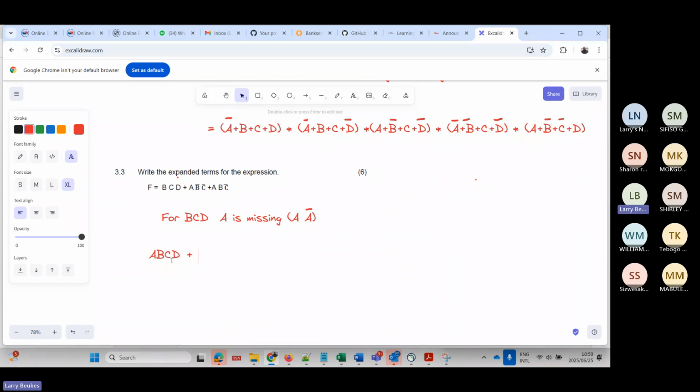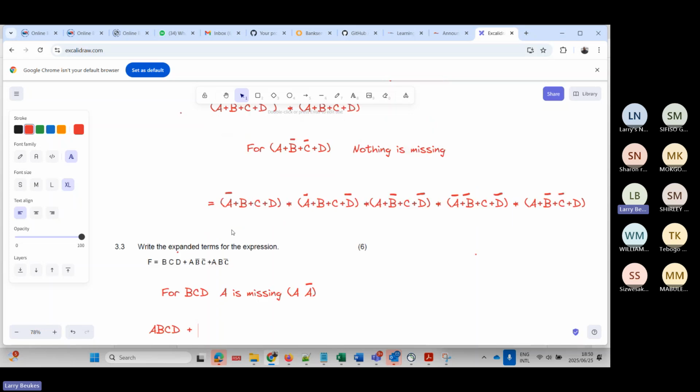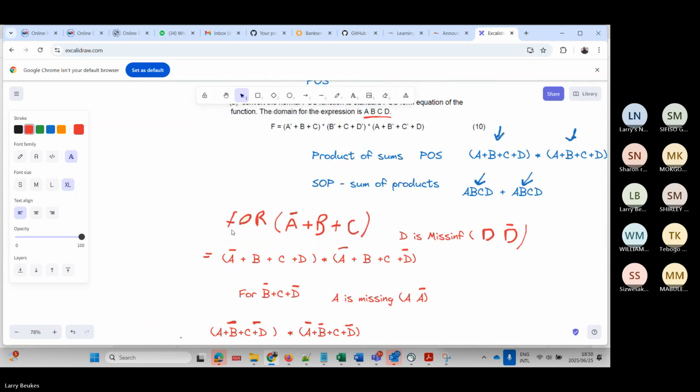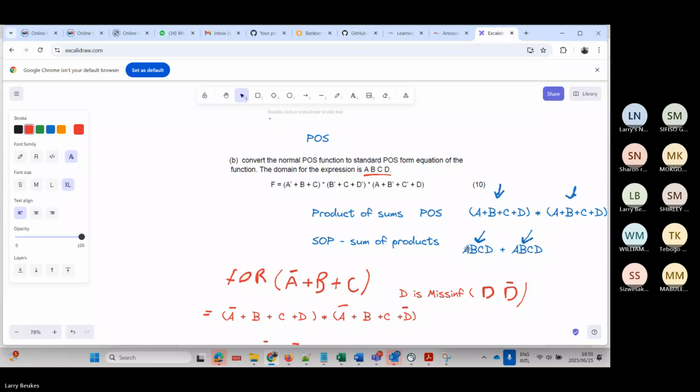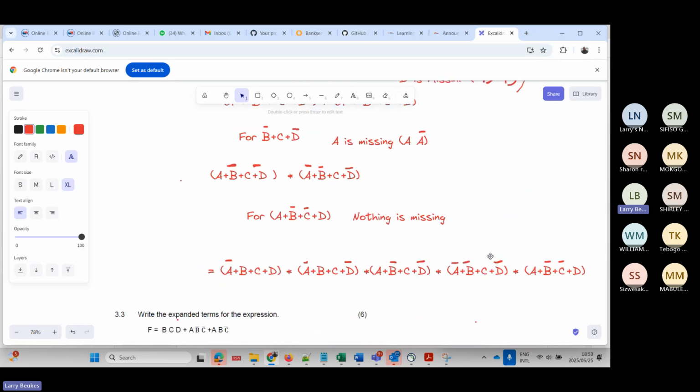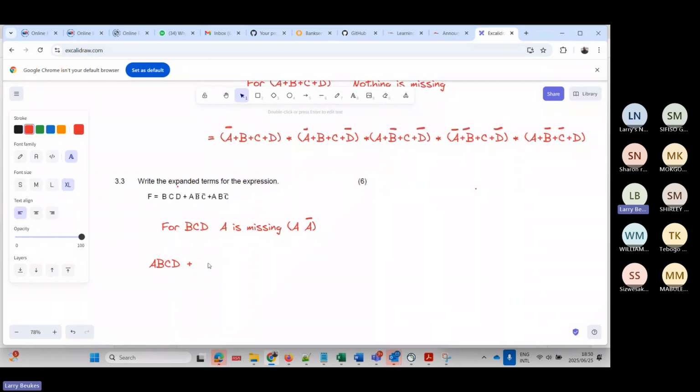Remember, this is SOP, sum of products, right? Look at the difference. This one had pluses in between the variables. This one has multiplication in between the variables, right? So here we will have A, B, C, D and not A, B, C, D. The first one must be high, the second one can be low, or vice versa. It doesn't matter.